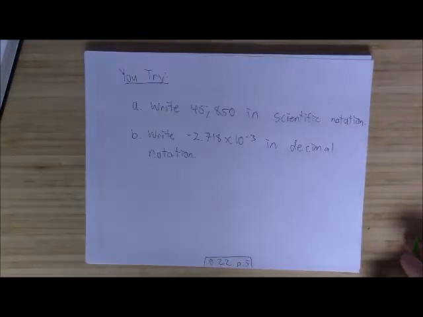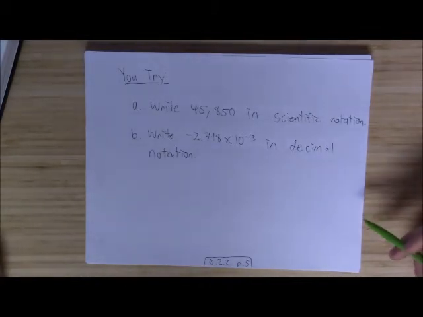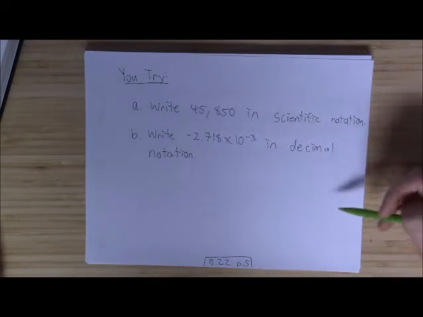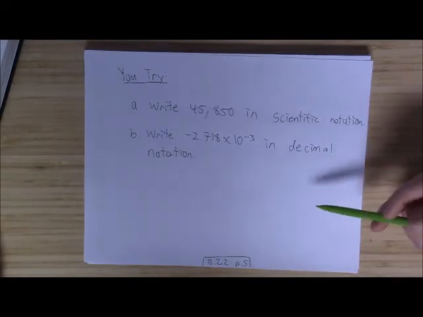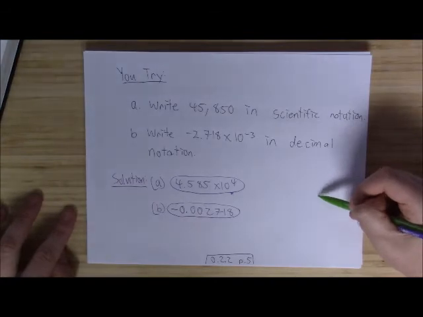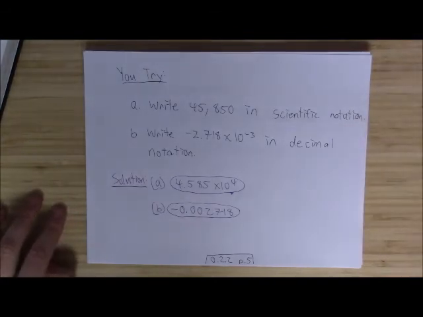Now let's have you try an example. Go ahead and try writing 45,850 in scientific notation and writing negative 2.718 times 10 to the negative 3rd in decimal notation. Again, go ahead and pause the video while you work this, and on the count of 3, I'll reveal the answer. 1, 2, 3. So now you can go ahead and check your answers.